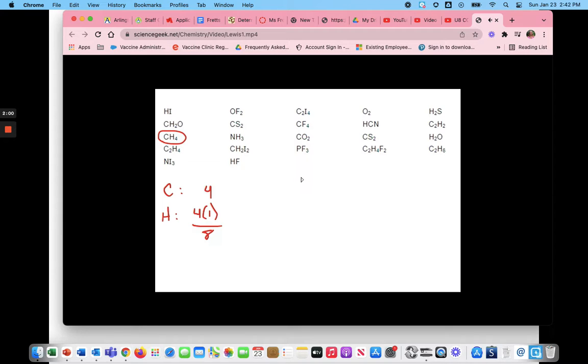To determine which atom goes at the center, we apply the honk rule. Hydrogen forms 1 bond, oxygen 2, nitrogen 3, and carbon 4. Carbon wants the most bonds, so carbon goes at the center. We place carbon central and 4 hydrogens symmetrically distributed around carbon.